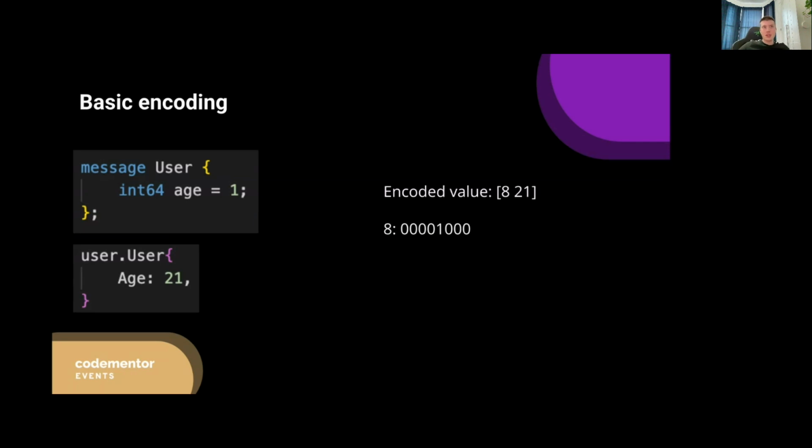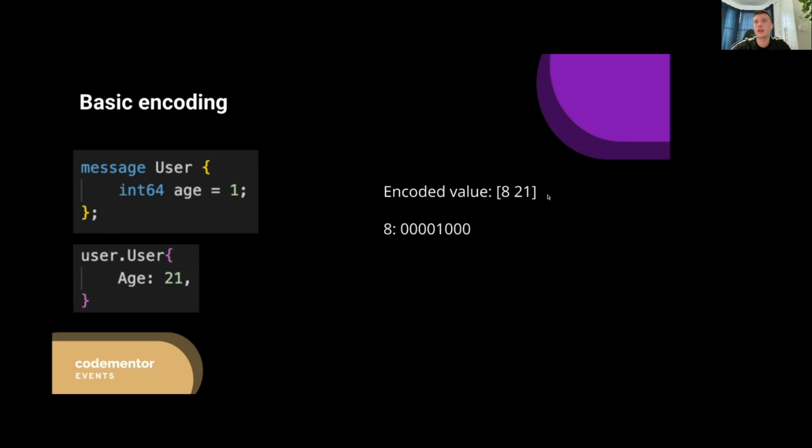All right, so let's imagine that we have a very, very simple user message, which has the age field of int64, which has the ID 1. We basically define this structure, and we set age to 21, right? Let's try to encode this value.